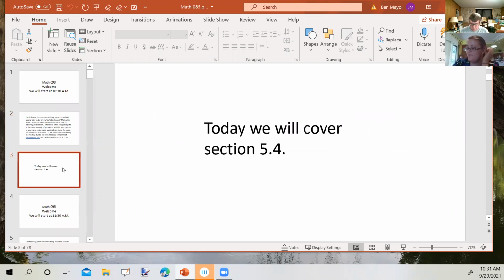All right, today we're going to start kind of in the middle of chapter 5. If you took Math 85 recently, you would have covered all of chapter 5. If you took Math 84 some time ago, you would have covered the first part of chapter 5. Anyway, we're going to start in section 5.4. There's some material from 5.2 that we'll be reviewing as we go when needed. So that's what we're going to do today.